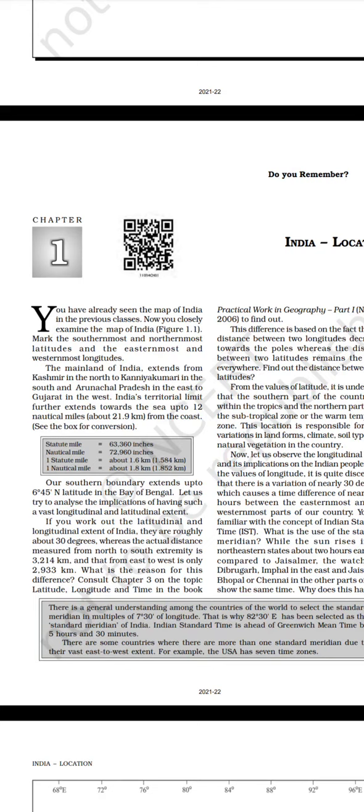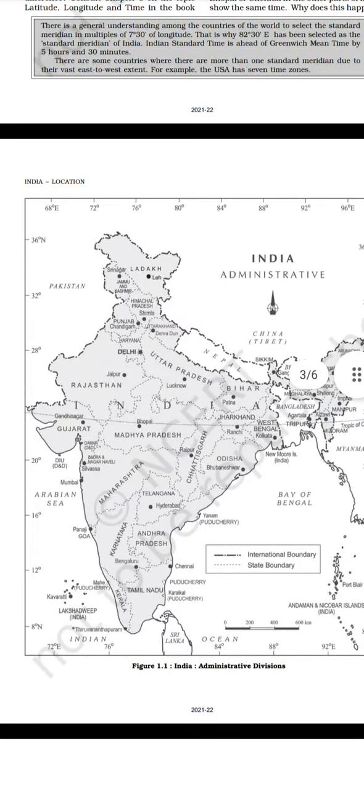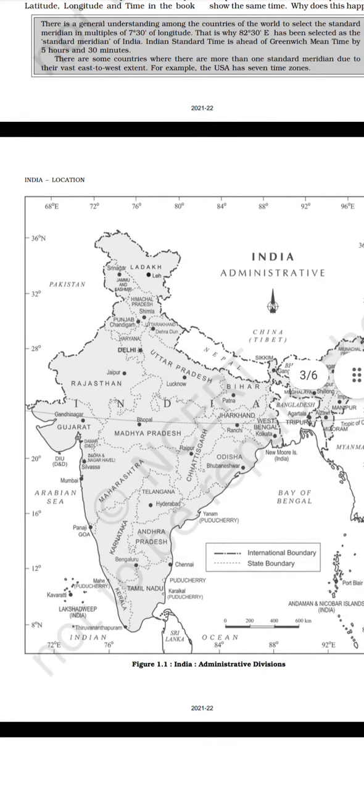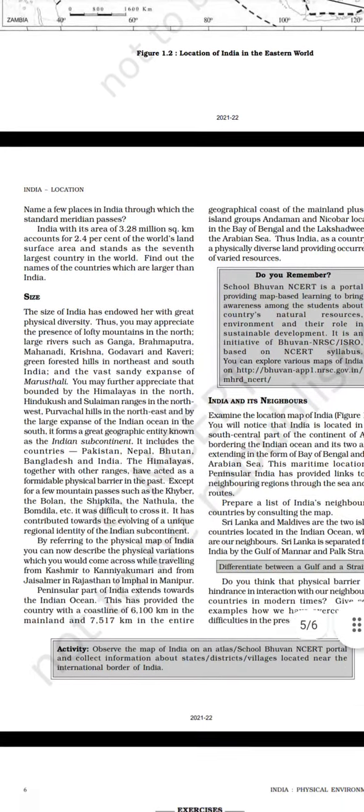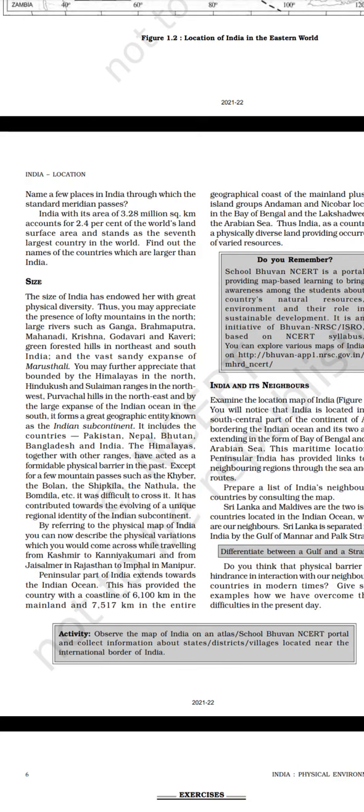There are some countries where there are more than one standard meridian due to their vast east to west extent. For example, the USA has 7 time zones. Take a look at map, figure 1.1, India Administrative Divisions. Take a look at figure 1.2, location of India in the Eastern Hemisphere. Name a few places in India through which the standard meridian passes.